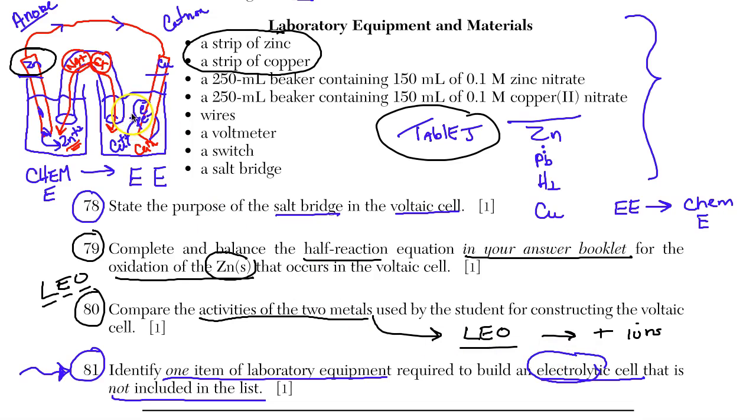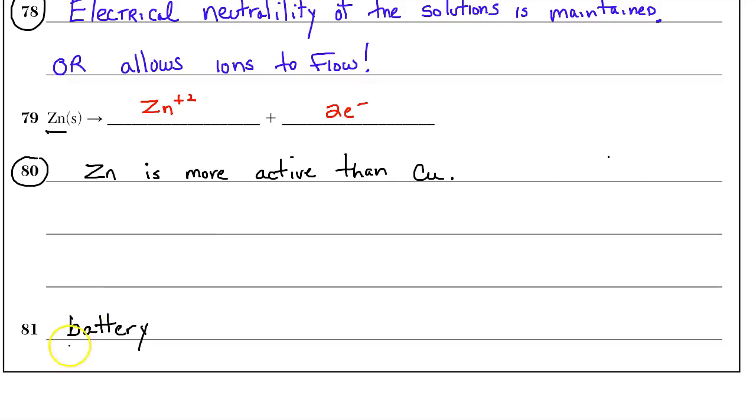A battery doesn't need a power source. It is the power source. A battery doesn't need a battery to run a battery. You get the point. So this is exothermic. Electrolytic cells are endothermic. They require an energy source. So an answer for 81 is a battery. You certainly could say external power source, source of electricity, all the above.